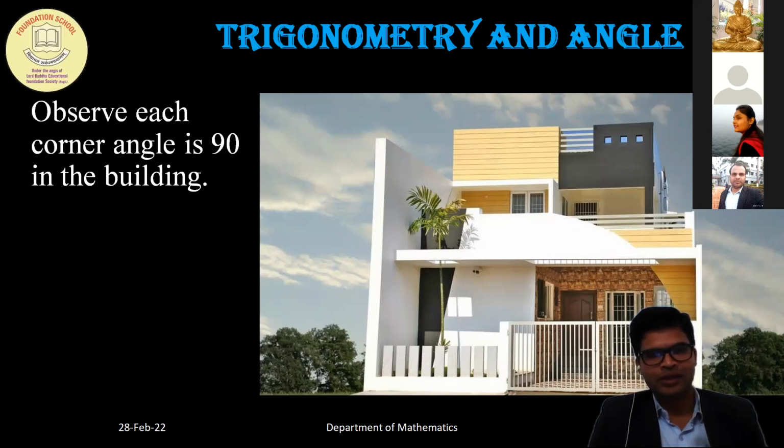So why? This is a big question. Not only in my building or your building, in the whole world, the angle of the corner of buildings or a room is 90 degrees. So we can connect to the students that this is the 90 degree and give more applications of such things.